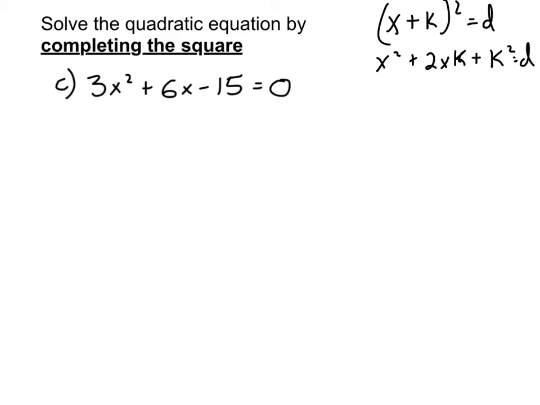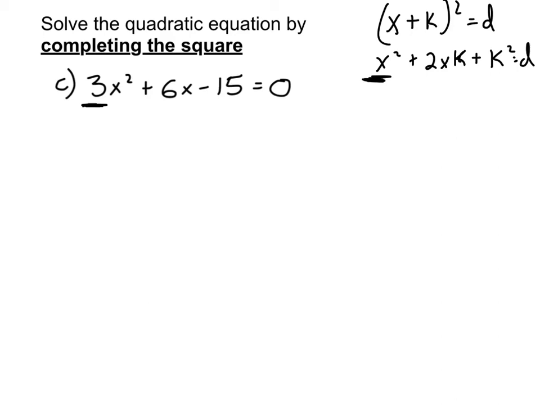Alright, now this example is slightly different than the other examples in that there's a leading coefficient 3 here, and notice over here there is no leading coefficient in front of the x squared. So the very first thing that you need to do when you're doing complete the square questions is make sure that the number in front of the x squared is just 1, or in other words, there is no number there. So I need to divide this entire equation by 3 to get rid of that 3 out front.